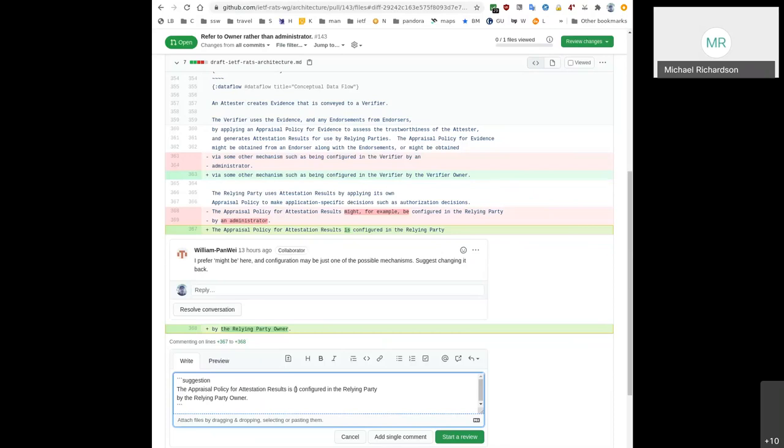I meant, do you want to put something before the "is", or do you want to say "is configured"? I meant "is programmed" here: "is either programmed into the relying party or is configured." Yeah, that's fine. Okay. I'm going to put that on the same line like this. Or both, but maybe that's implied. I can put "or both", but I want inclusive or rather than exclusive or. Right. I think that is the point.